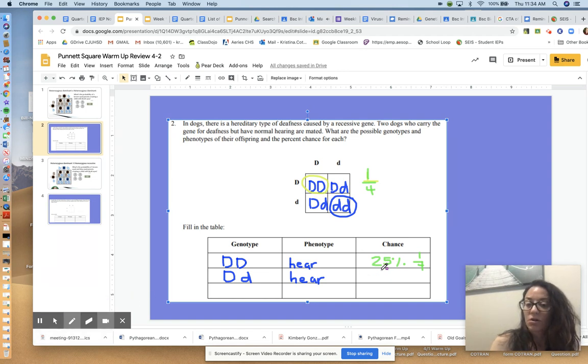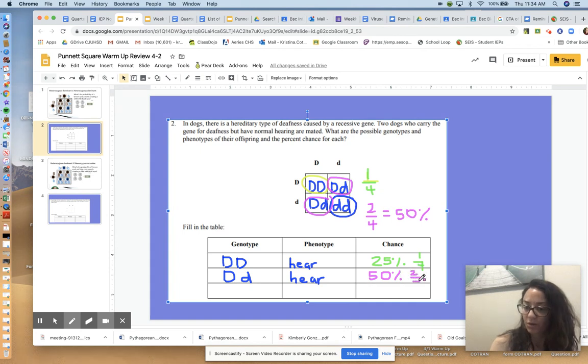Okay, so 2 out of 4 in this case, I'll circle them in pink. 2 out of 4 is the same as 2/4. How much is 2/4 worth? 50%. Okay, half of the kids are going to possibly be able to hear. So I'm going to say 50% is the same as 2 over 4.